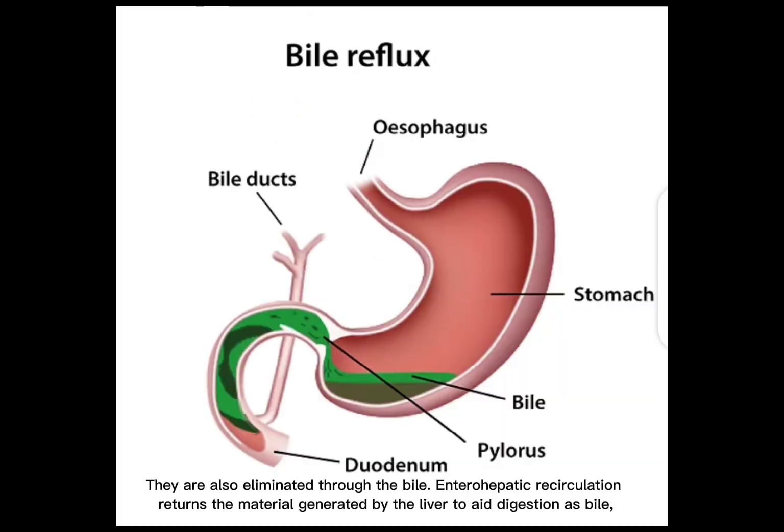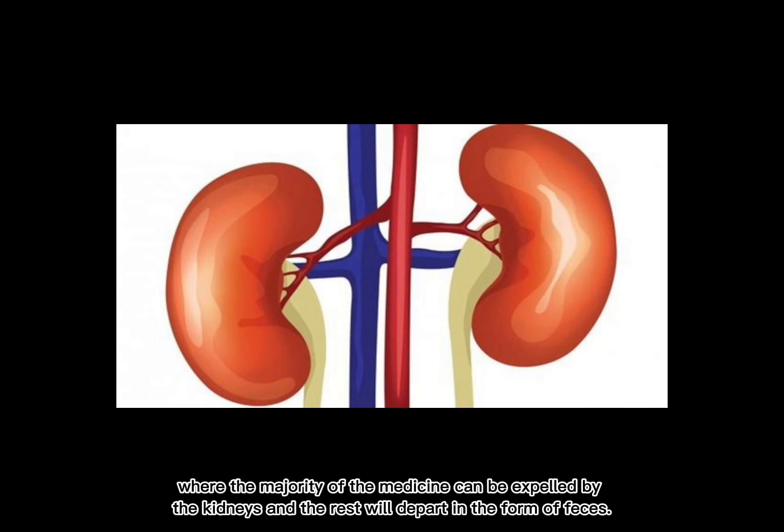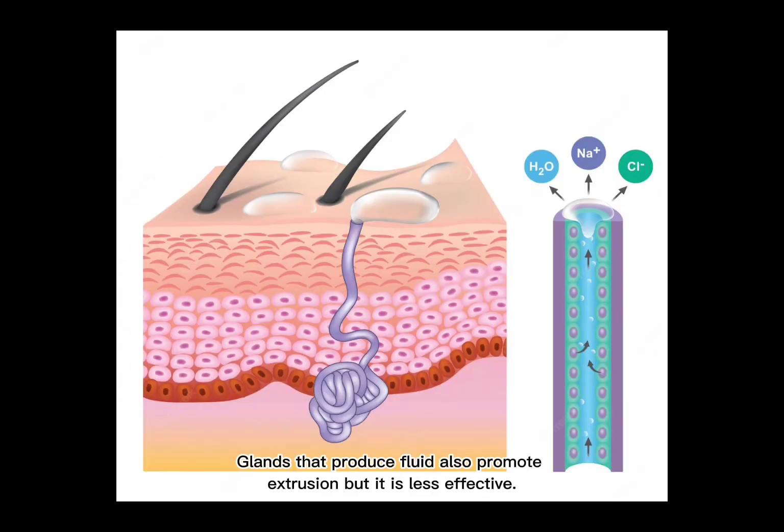They are also eliminated through the bile. Enterohepatic recirculation returns the material generated by the liver to aid digestion as bile, where the majority of the medicine can be expelled by the kidneys and the rest will depart in the form of feces. Glands that produce fluid also promote excretion, but it is less effective.